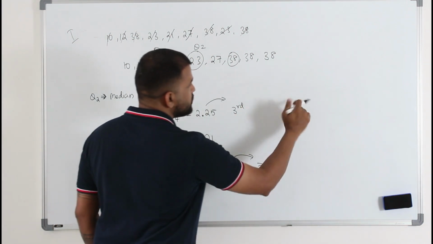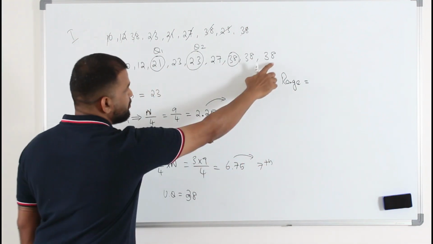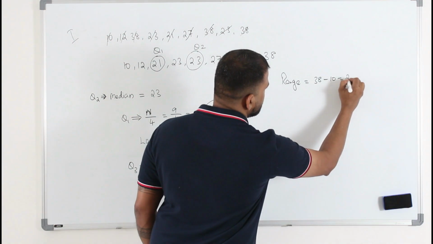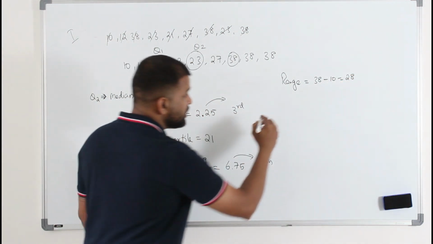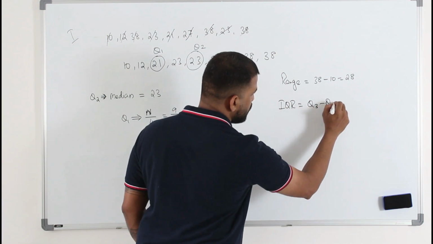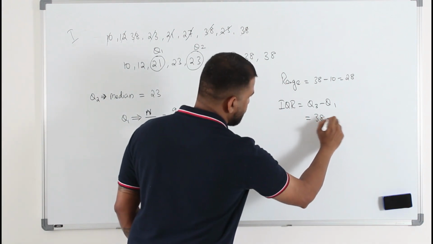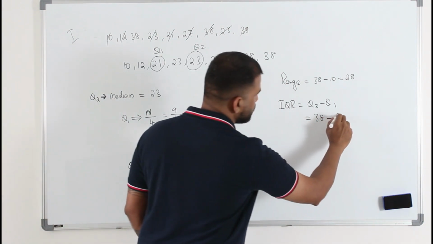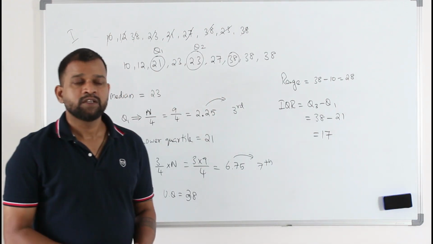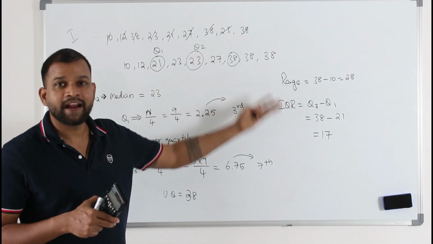Now there are 2 more things you need to know. First one is just range. Range is the bigger number minus the lower number. That's the range. And there is the interquartile range. IQR is Q3 minus Q1. Take Q3, 38, minus Q1, 21, which is 17. So that's how you find the mean, median, mode, interquartile range, Q1, Q2, Q3, range and everything.